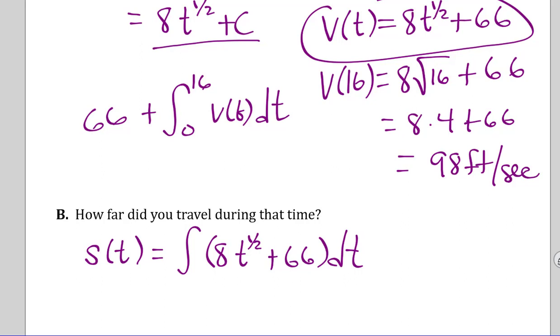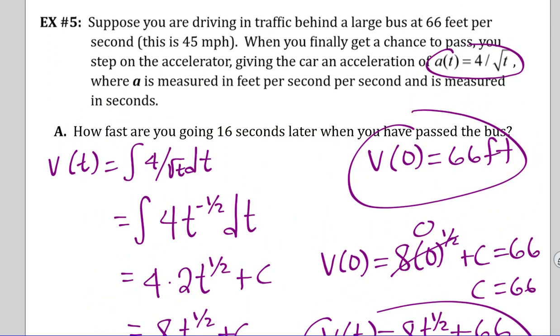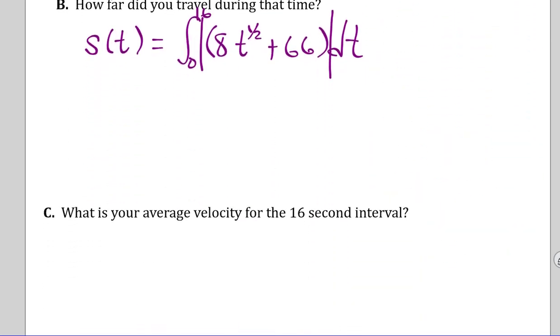And again, since we're talking about distance, technically this should be the absolute value of our velocity function. So I'll just go ahead and put the absolute value around it. We're going to be looking at this from 0 to 16. They didn't tell us anything, I don't think, about an initial position. And of course they're asking us how far we traveled, so essentially that's just the travel, not where we ended up, but how far we traveled.